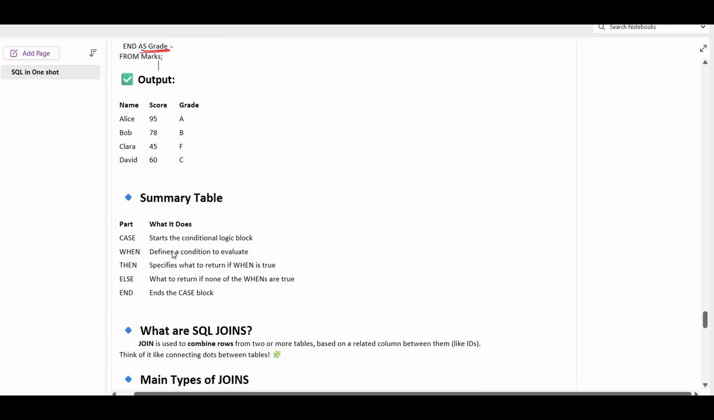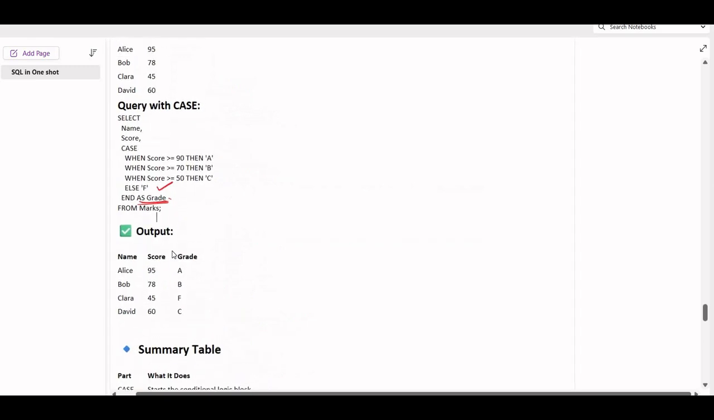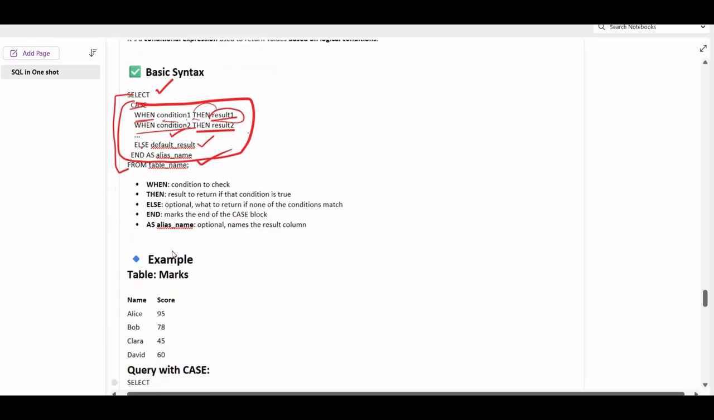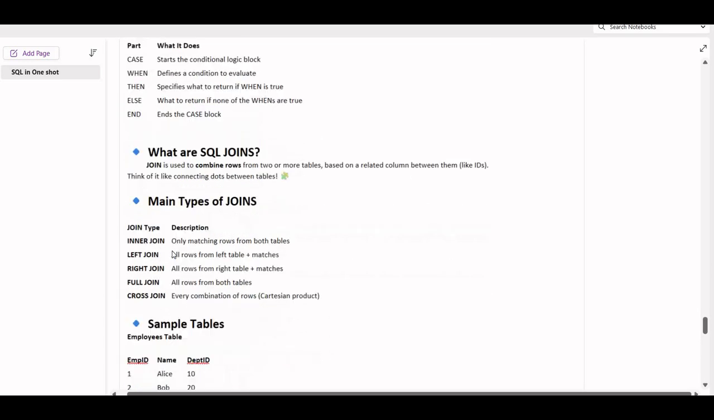Summary: CASE starts a conditional logic block, WHEN defines a condition to evaluate, THEN specifies what to return when the condition is true, ELSE says what to return if none of the conditions match, and END ends the CASE block. I hope this is very clear. I think you can solve more questions related to the CASE block. You can browse and you will get more questions.